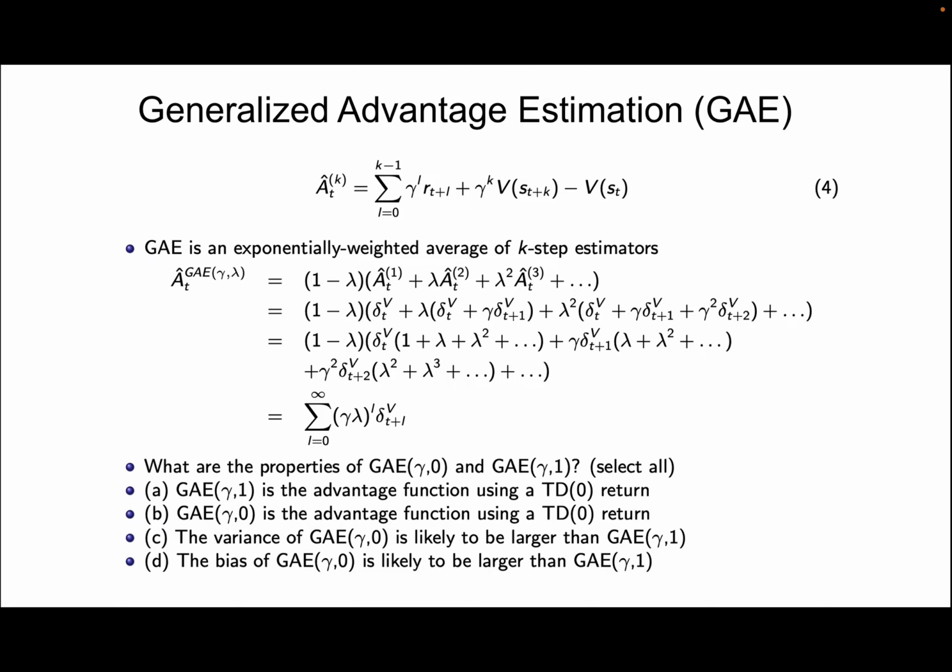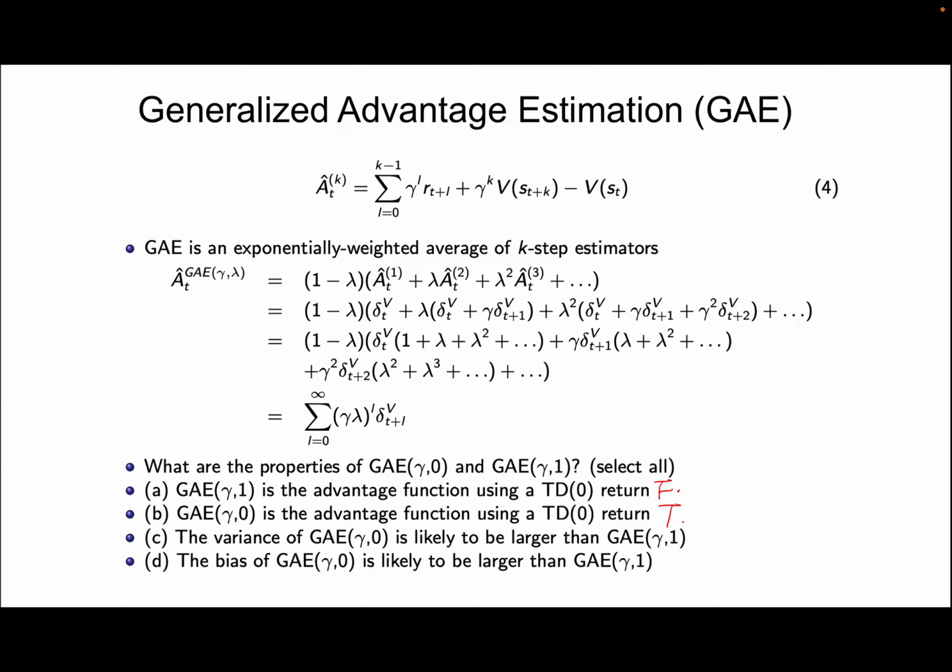And how about this one? So what are the properties of GAE gamma 0 and gamma 1? Select all. GAE gamma 1 is the advantage function using a TD0 return. Is it true? Anybody think this is true? No? The majority think this is false. And the second one, GAE gamma 0 is the advantage function using a TD0 return. Is it true? True?